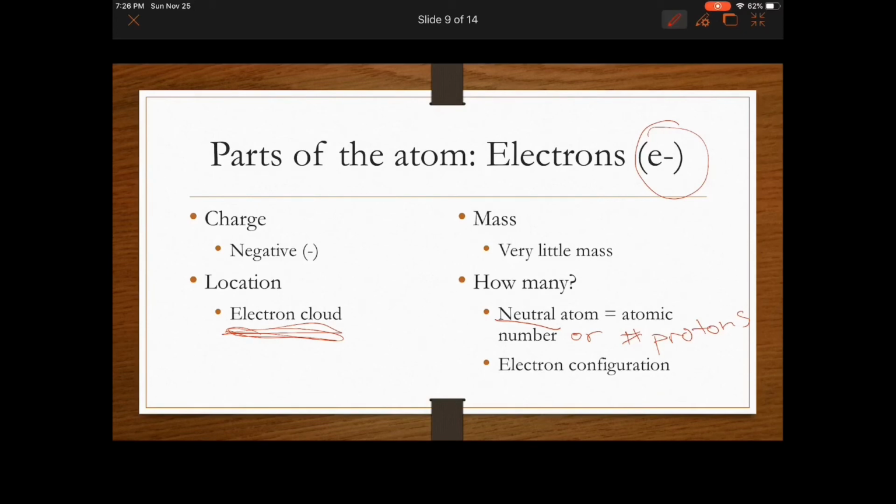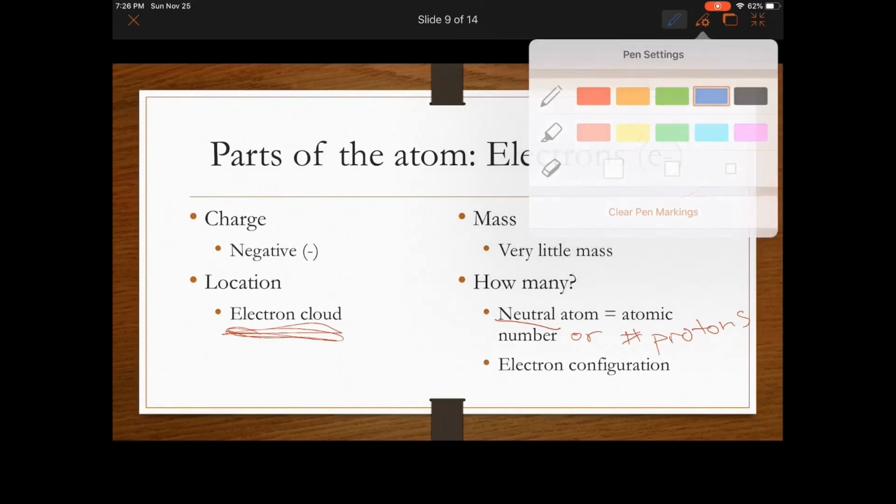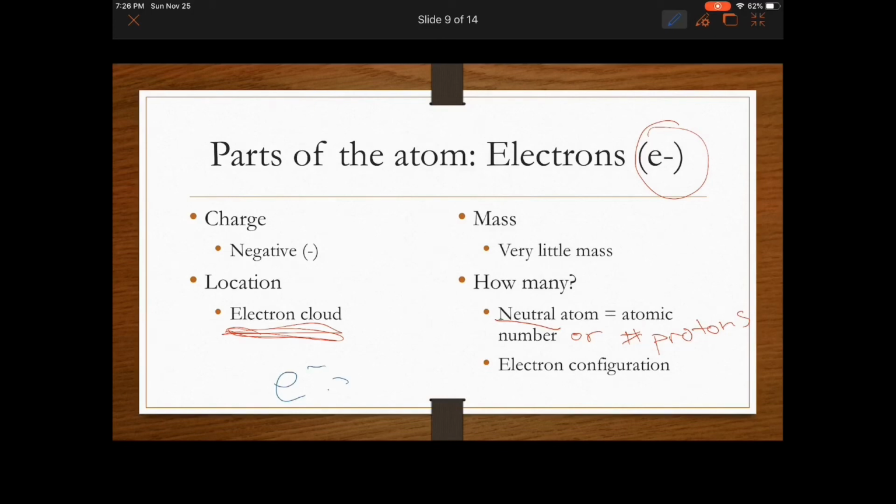Let's write that. I want to write this in a cool color. Electrons equal protons. There you go.